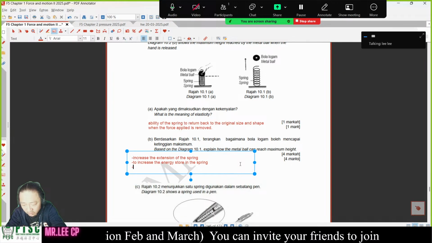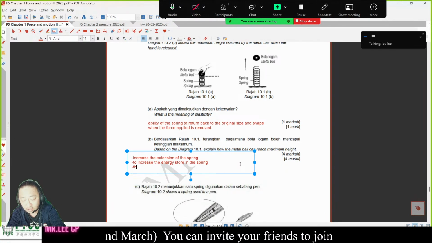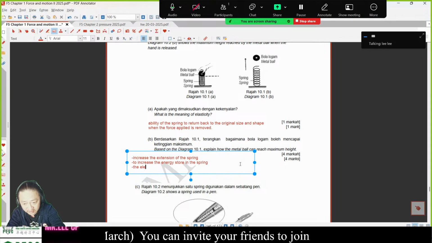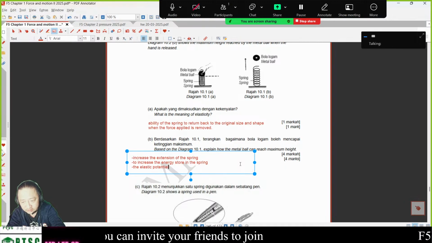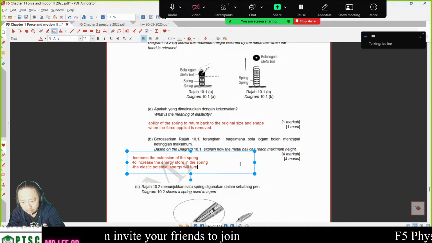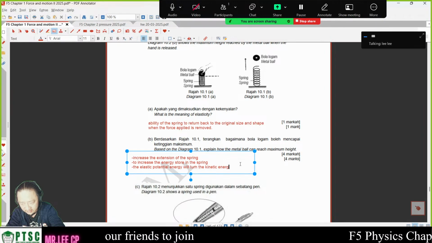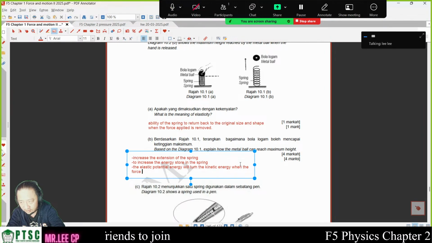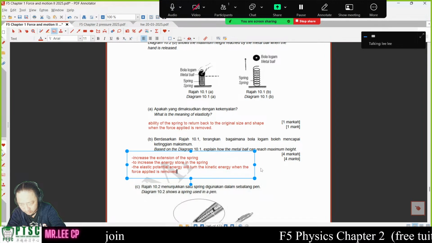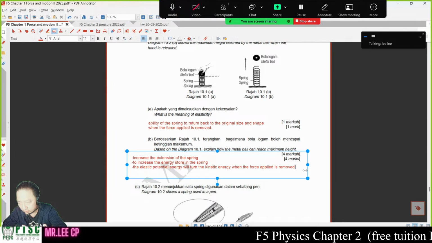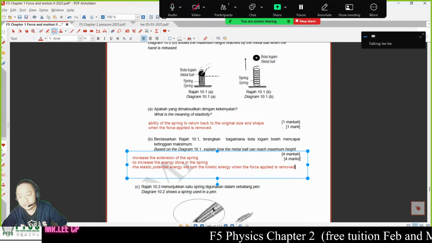To increase the energy stored in the string, the energy will change to kinetic energy. So the elastic potential energy will turn to kinetic energy when the force applied is removed, right? So when you remove the force you apply, it will change to kinetic energy.